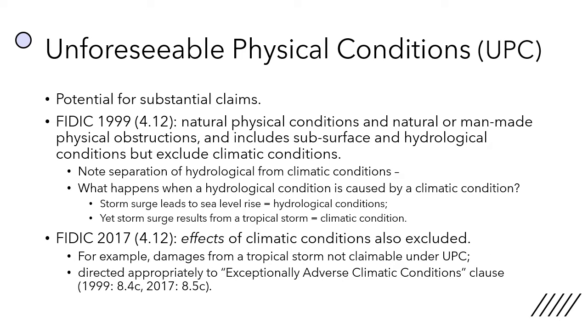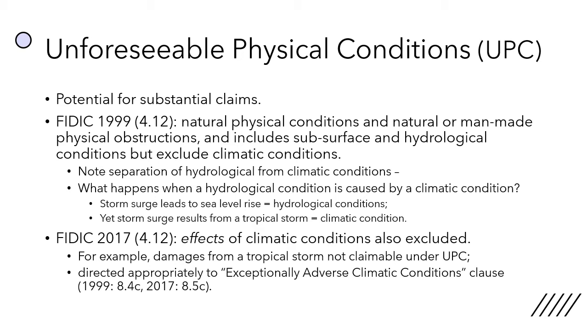Unforeseeable physical conditions clause. Now, this is potentially more controversial. It's challenging and more expensive. You know, a different approach or working methodology may have to be adopted, and it is the grounds for the majority of the claims within the FIDIC form of agreement. So in 1999, they describe natural physical conditions and natural or man-made physical obstruction, and includes subsurface and hydrological conditions, but excludes climatic conditions. So there's a separation from hydrological for climatic conditions, which in our context in coastal engineering is quite ambiguous. So what happens when a hydrological condition is actually caused by a climatic condition? Does it apply or does it not?